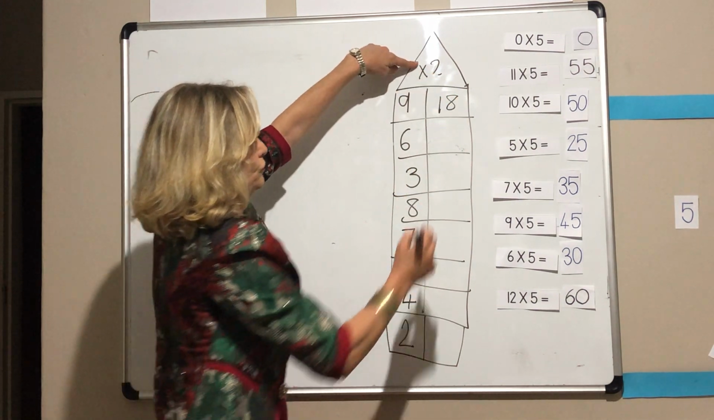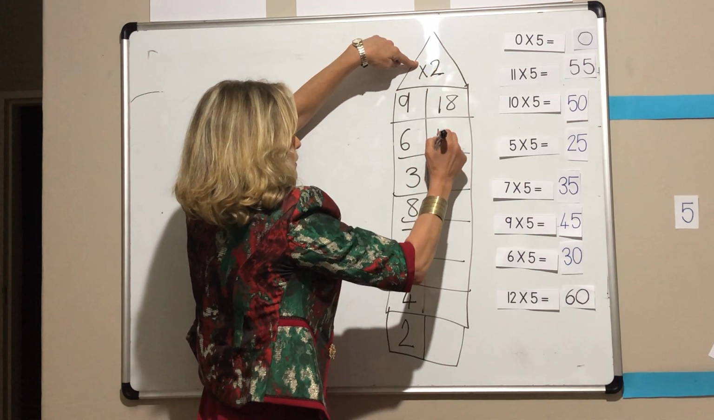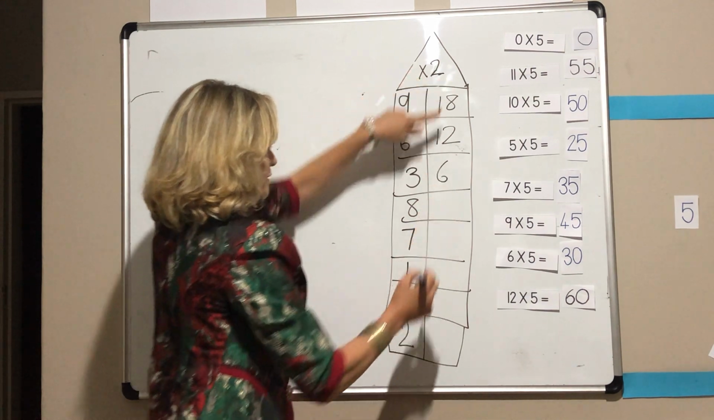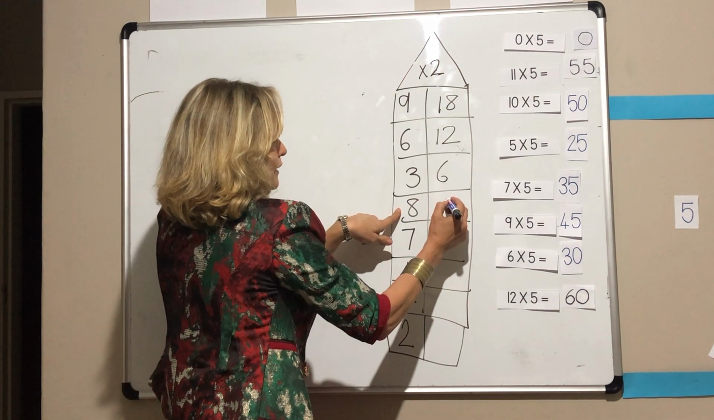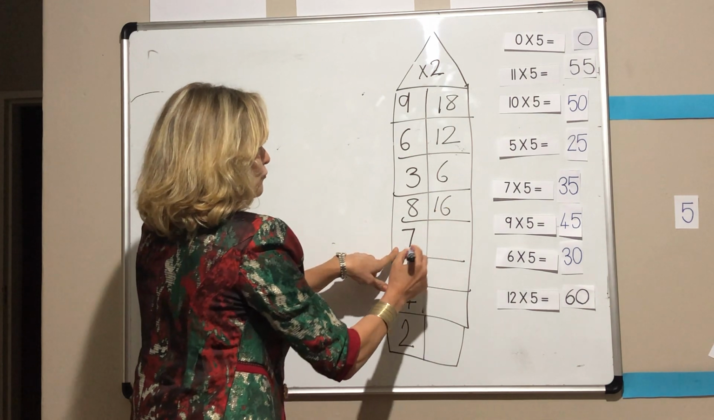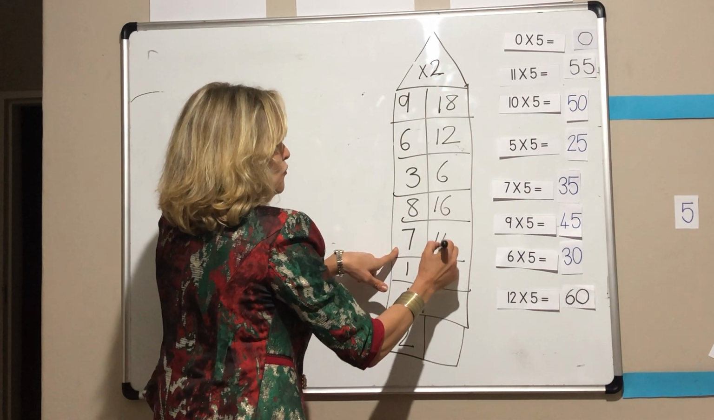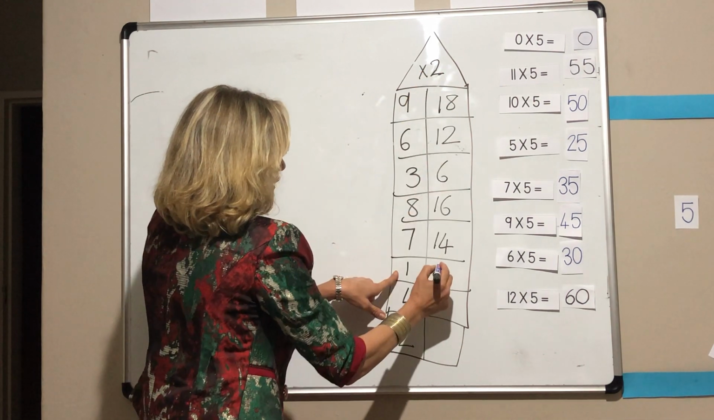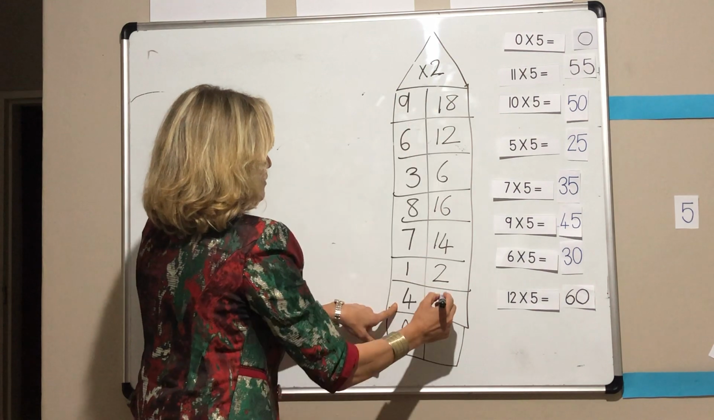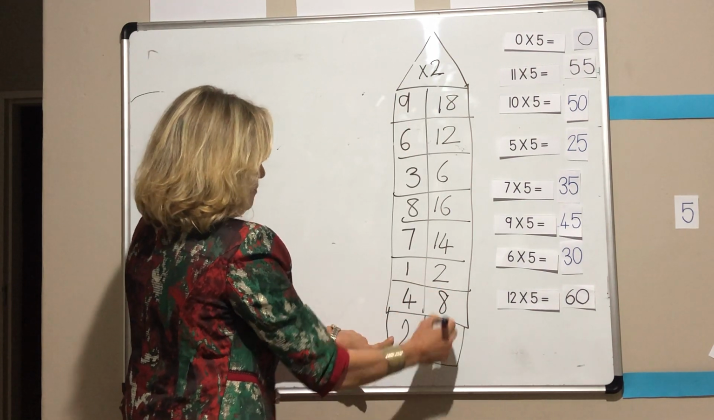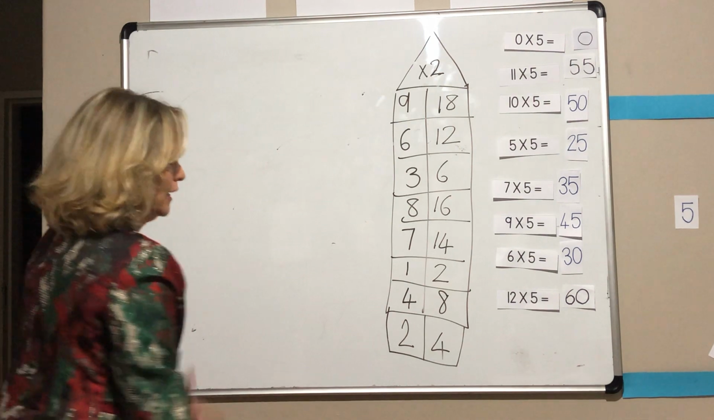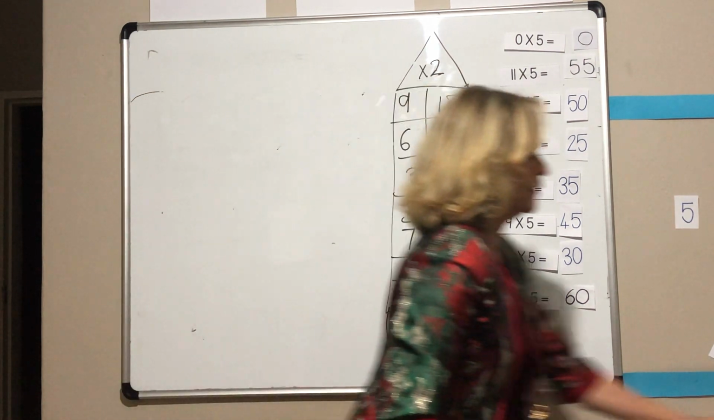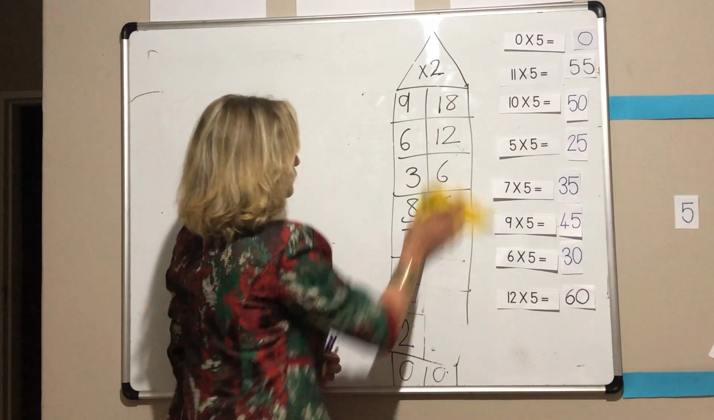6 times 2 is what? 12. 3 times 2 is 6. 8 times 2 is 16. 4 times 2 is, remember times 2 means double as well. 1 times 2 is 2. Yeah, these ones are easy. And then, of course, you know 0 times 2 will be 0. Okay. So we're going to remove that.